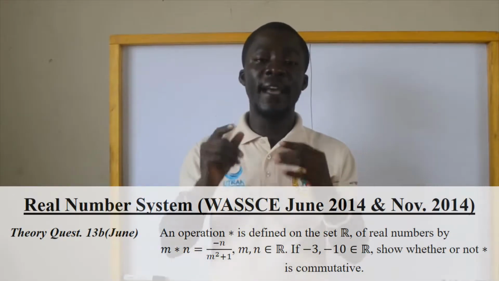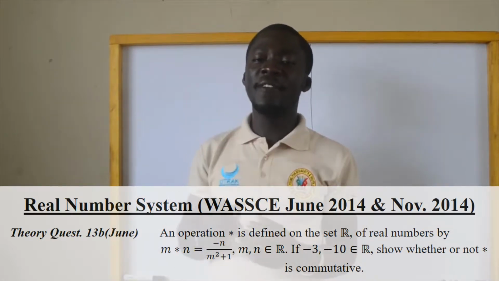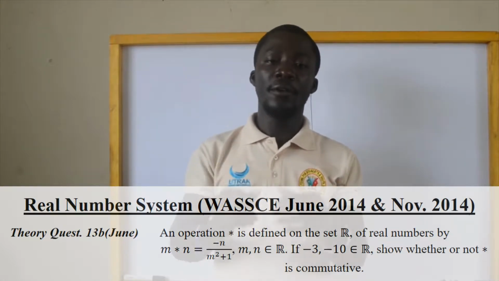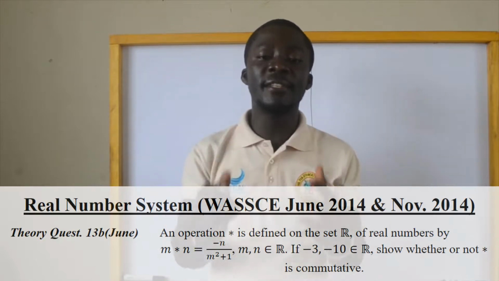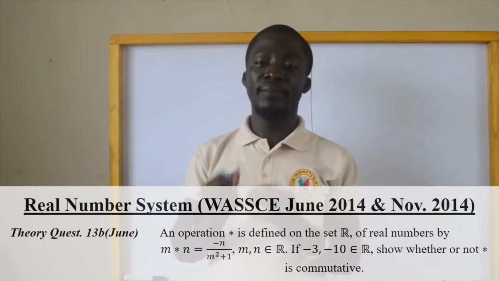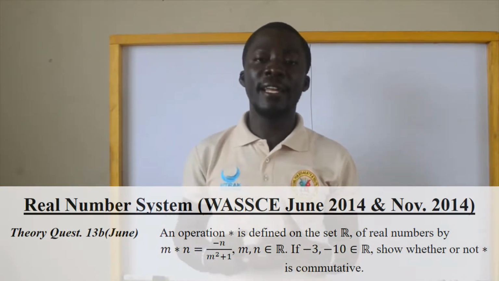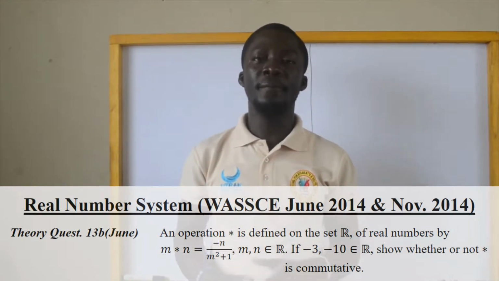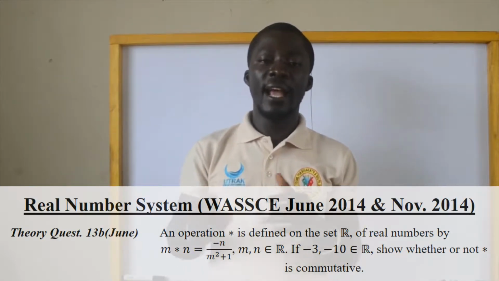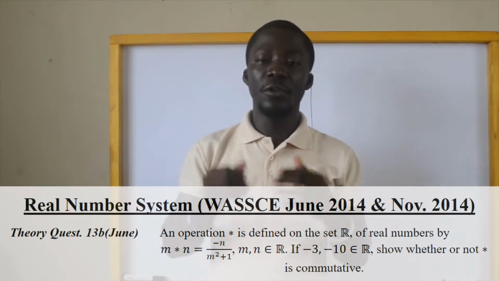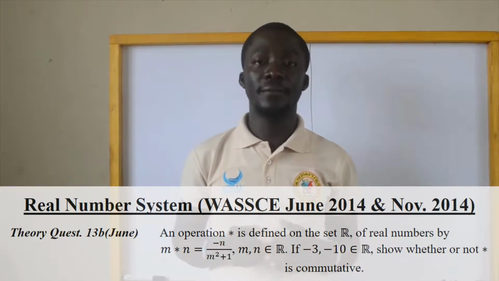Now, theory question 13b in June. An operator star is defined on the set R of real numbers by m star n equals -n over n squared plus 1, where m and n are elements of the real number system. If -3 and -10 are elements of R, show whether or not star is commutative.